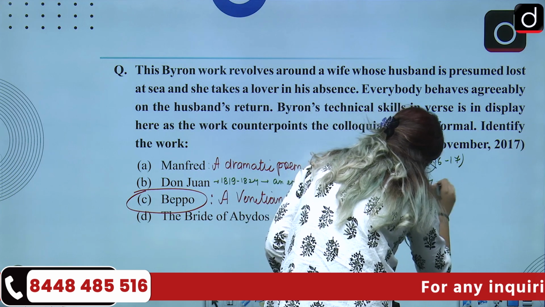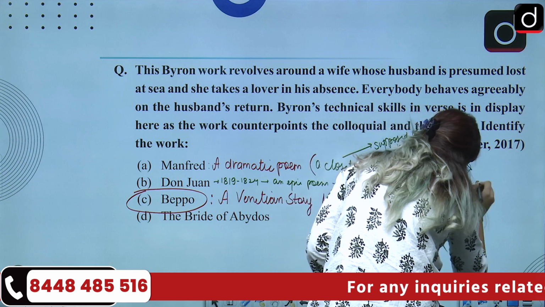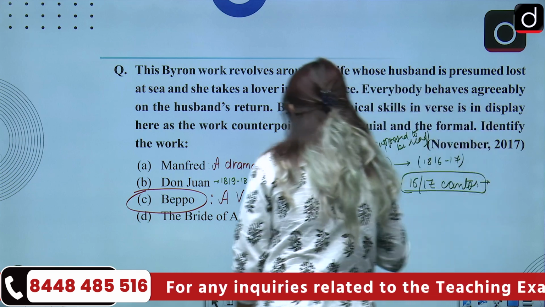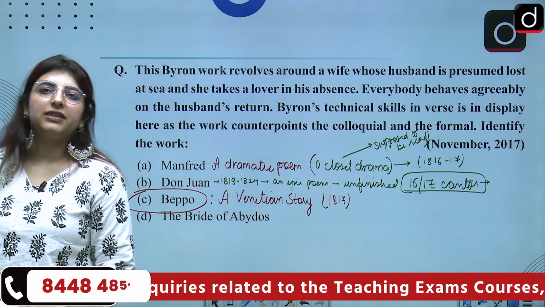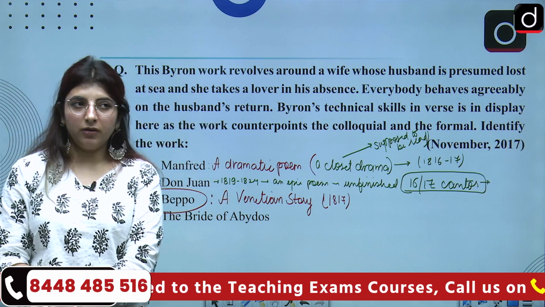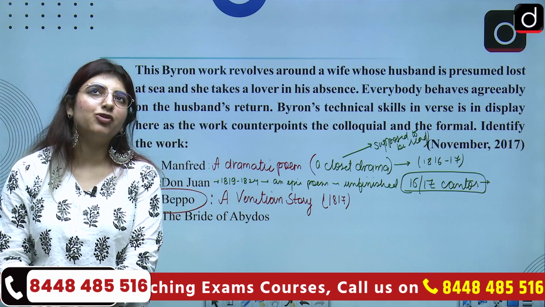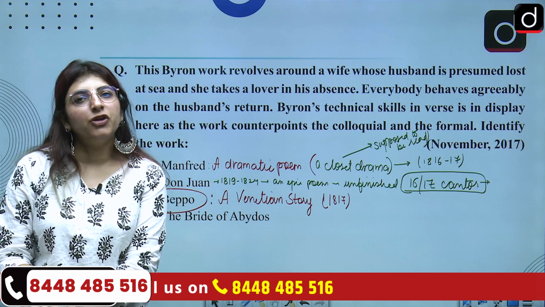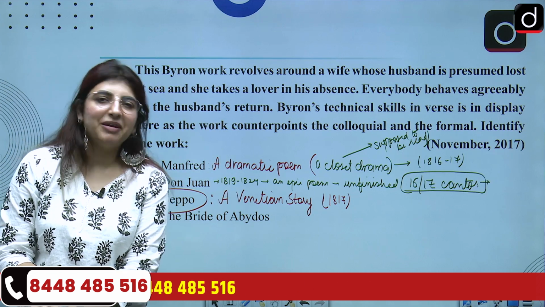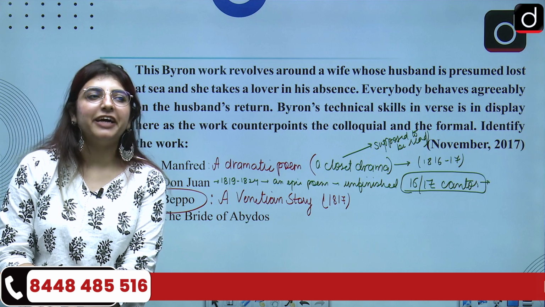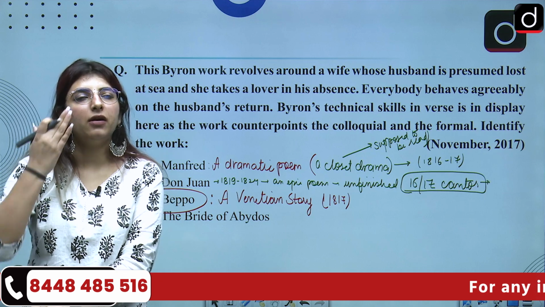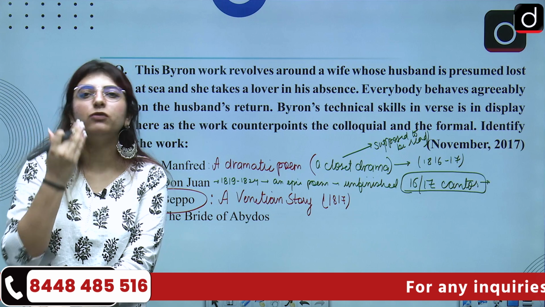16 out of 17 cantos were finished, which means that the 17th canto could not be finished. So Don Juan, we have discussed that as well: how Byron in his own life had so many affairs with multiple women. Through Don Juan, maybe he was trying to justify that he was not a womanizer. Don Juan usually in the stories is shown to be a womanizer.